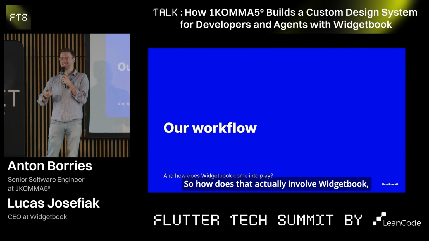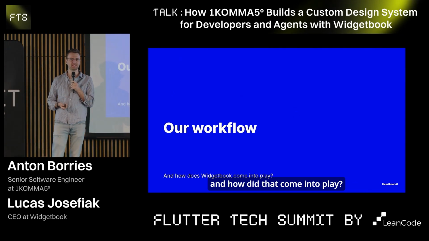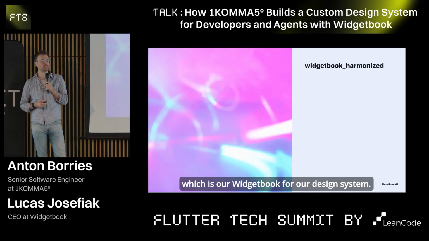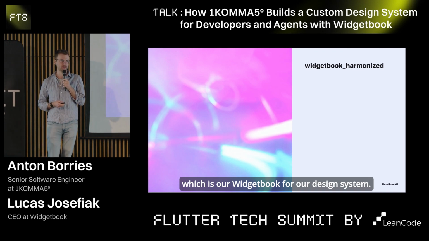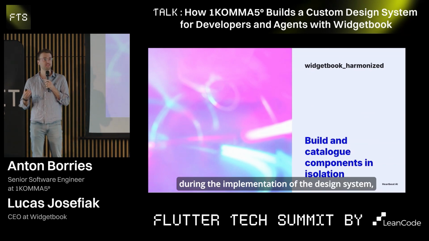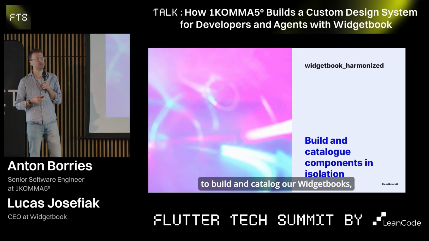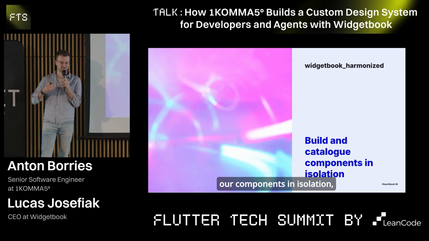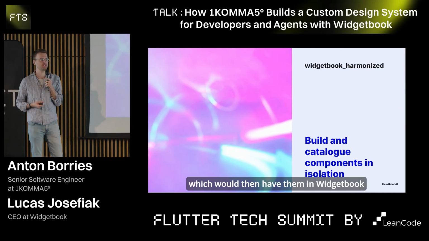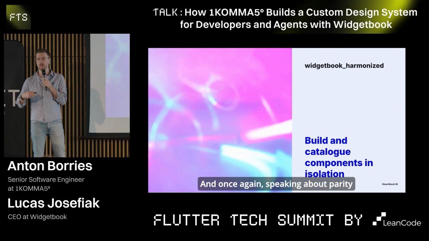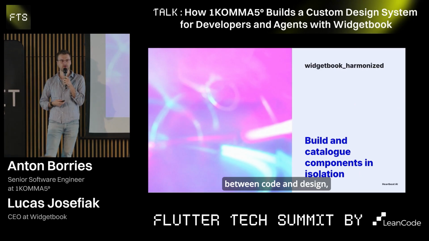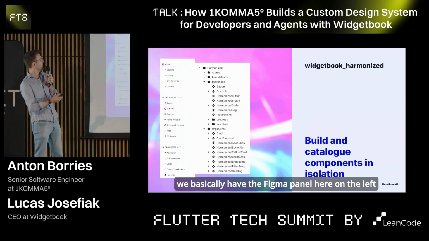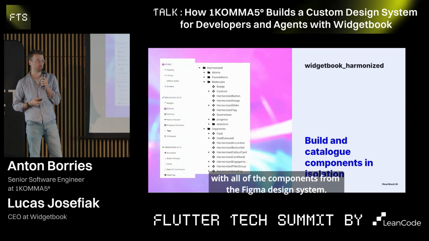And so as you saw on the first slide, Widgetbook is somehow involved. So how does that actually involve Widgetbook, and how did that come into play? So the first thing was that we built Widgetbook Harmonized, which is our widgetbook for our design system. And this allowed us, during the implementation of the design system, to build and catalog our components in isolation, to then have them in Widgetbook for future reference. And once again, speaking about parity between code and design, we basically have the Figma panel here on the left with all of the components from the Figma design system.